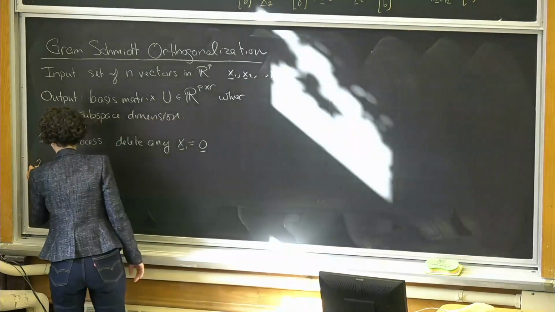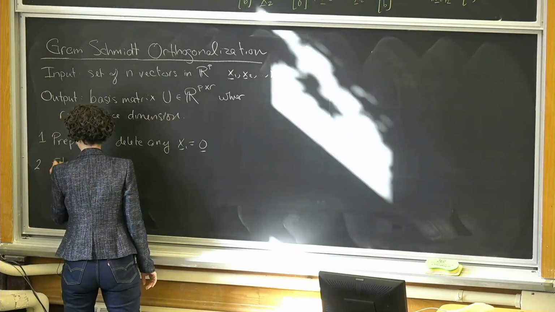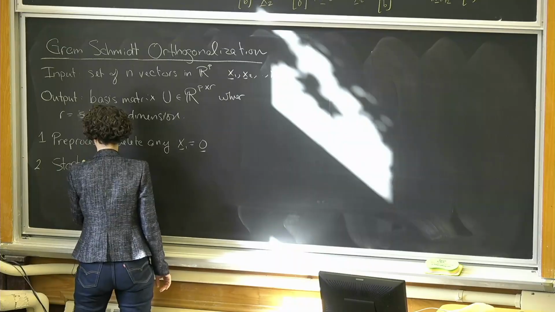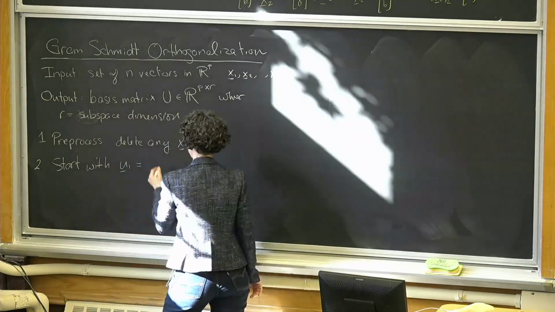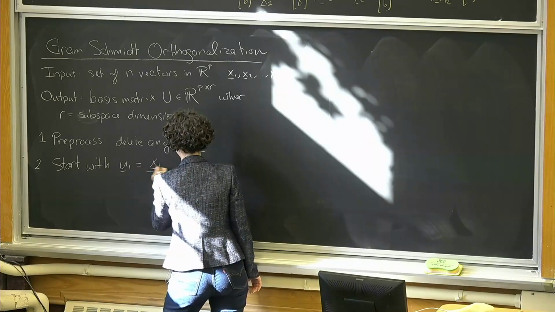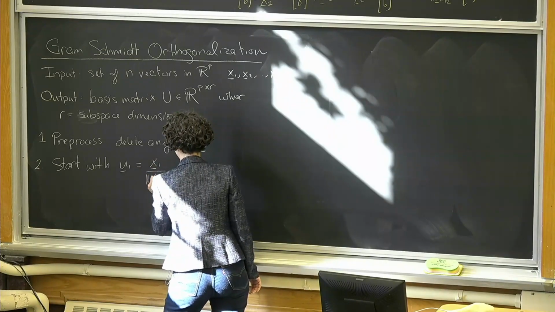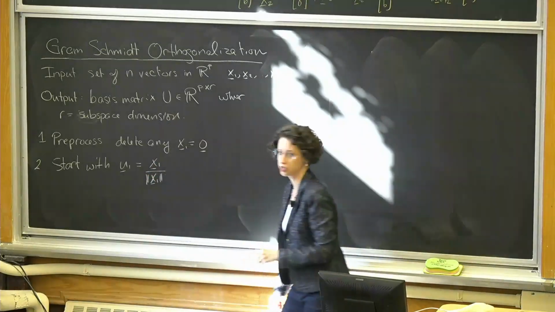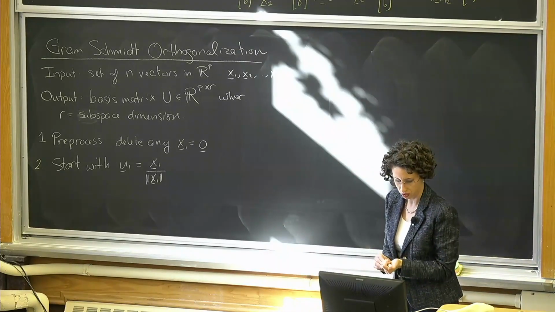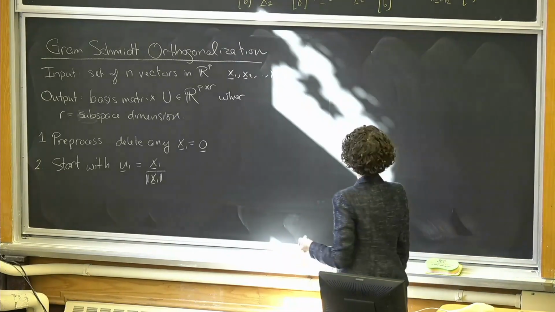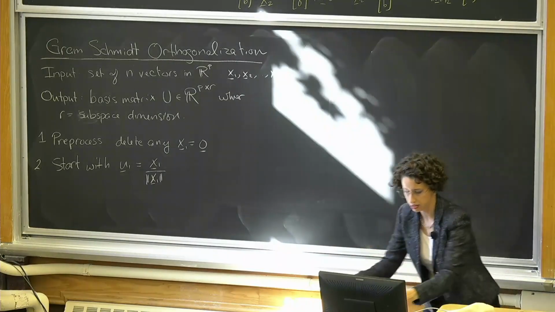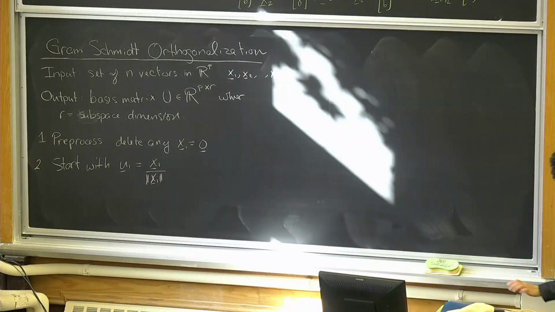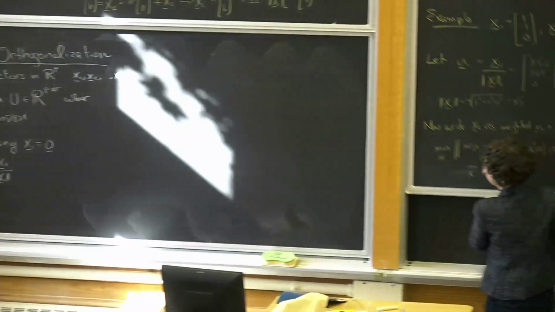Second, we start with u1, our first basis vector, being equal to our first vector x1 divided by its norm, just like we've done in our two examples so far. I'm just going to move boards because the sunlight is causing problems with our video.